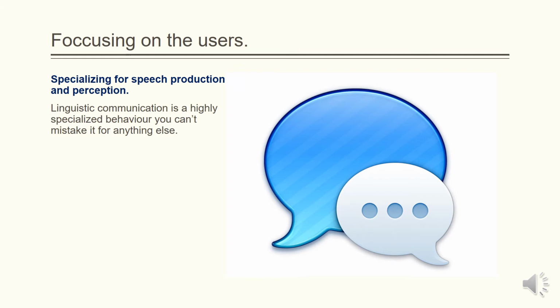Specialized. Specialization for speech production and perception. Linguistic communication is a highly specialized behavior. You can't mistake it for anything else. When we speak, we use our vocal tract, our auditory system, and all the elements that we use to produce and to perceive language are very specialized, and they are used for a particular purpose.